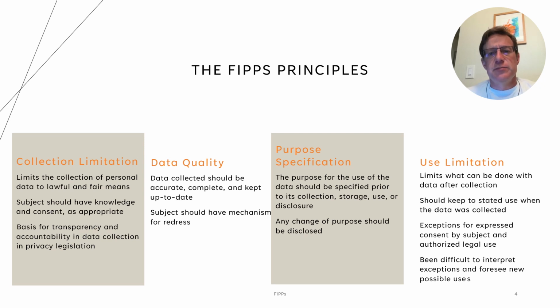And the use limitation principle guides the conduct of collectors after the personal data has been collected. It works hand in hand with the purpose specification principle, limiting use of collected data to the purpose specified except with the express consent of the data subject or by the authority of law, including the disclosure of information to other parties. The exceptions in this principle have proven difficult to interpret within the principle, and possible use has been difficult to foresee.